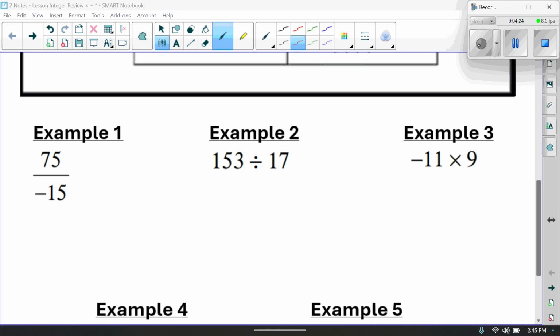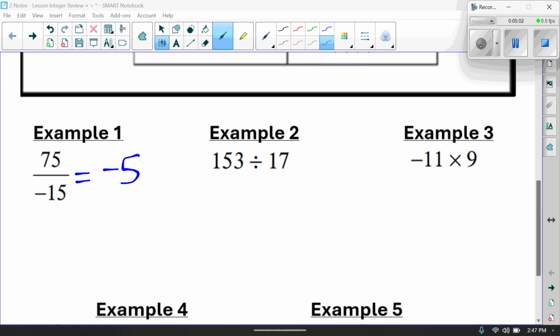So for the first example, we have 75 divided by negative 15. That's a positive divided by a negative. We have different signs, so this is going to be negative. Very good. So we're going to write negative. And then on your calculator, you're just going to type in 75 divided by 15. Don't worry about the negative because you already know it's negative, right? So you're going to type in 75 divided by 15, and what'd you get? 5. So here we get negative 5.